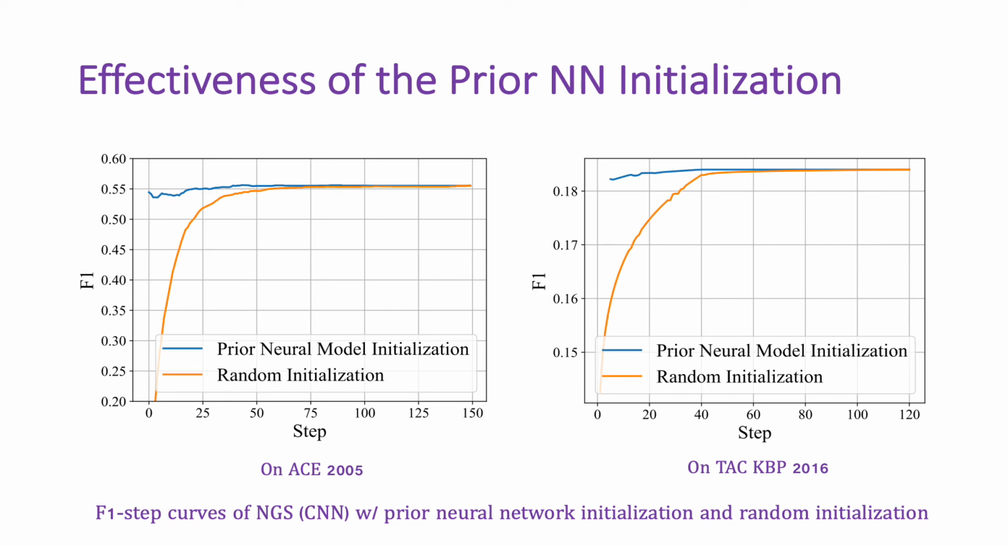And in this experiment, we show the effectiveness of the prior neural network initialization. In fact, we know that the convergence of Gibbs sampling does not require a reasonable initialization. But in these experiments, we can see that a good initial state can also speed up the convergence, which is helpful in the application.